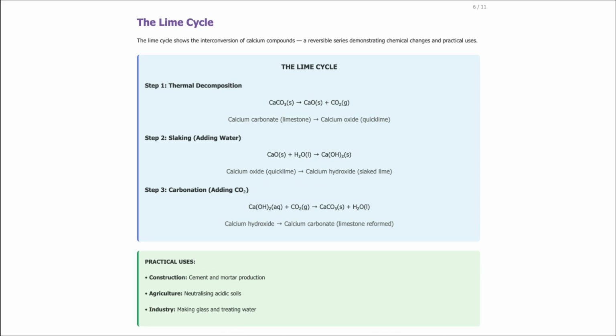The lime cycle connects calcium carbonate, oxide, and hydroxide. Heating limestone forms quicklime, slaking it with water makes slaked lime, and exposure to CO2 reforms limestone. This process is important in cement and agriculture and is a great example of reversible reactions in everyday chemistry.